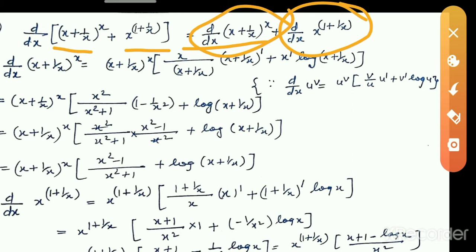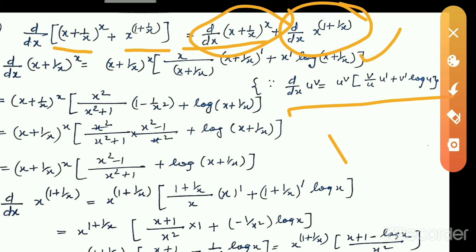Now d by dx of x plus 1 upon x raised to the power x. Which formula is used? This formula is used: d by dx of u raised to the power v is equal to u raised to the power v times v upon u into u dash plus v dash log u. So we use this. Here v is x, u is x plus 1 upon x, so u dash means the derivative of x plus 1 upon x, plus v dash means derivative of x, times log of x plus 1 upon x.